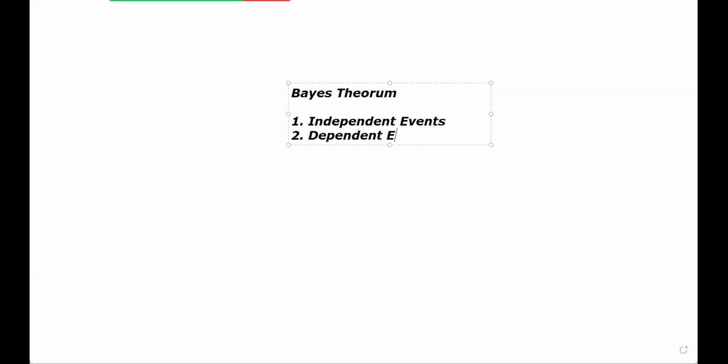Hello, so today we're going to talk about Bayes' theorem. When we're talking about Bayes' theorem, we have three important terms to discuss: independent events, dependent events, and conditional probability. Right? So let's start off with the first one, which is independent events.